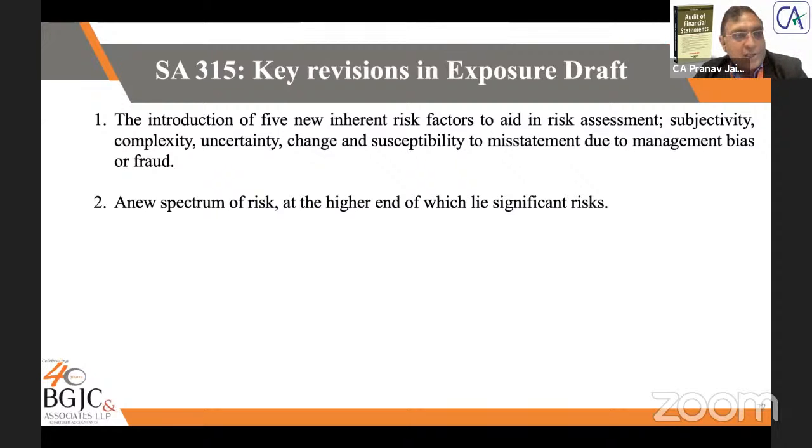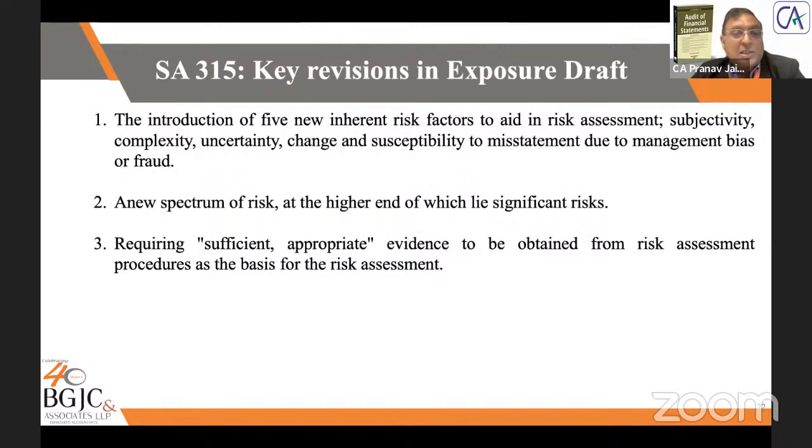Now, the volume of cash is high, and so the magnitude is high, and the likelihood of defalcation of cash is also high because there are no controls, and therefore it is likely to be a risk of material misstatement for the auditors because it lies at a higher end of the spectrum, which talks about high likelihood and high magnitude.